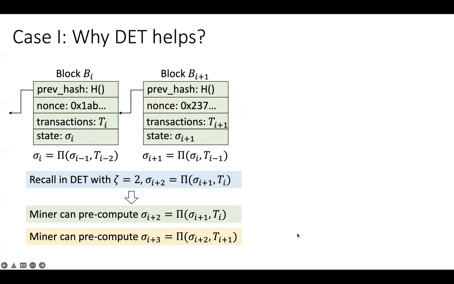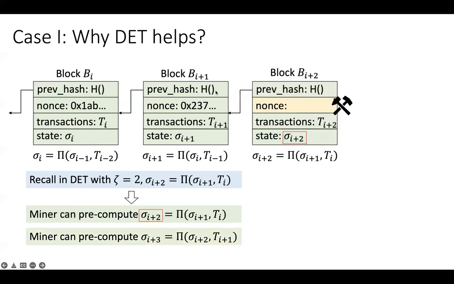Now, if the miner successfully mines a proof of work puzzle for block b i+1, the miner can immediately start proof of work for block b i+2, because the state required in this block, sigma i+2, the miner has already pre-computed. As a result, there is no waiting time for PoW in Tuxedo.